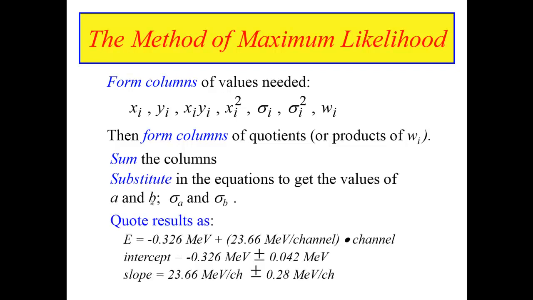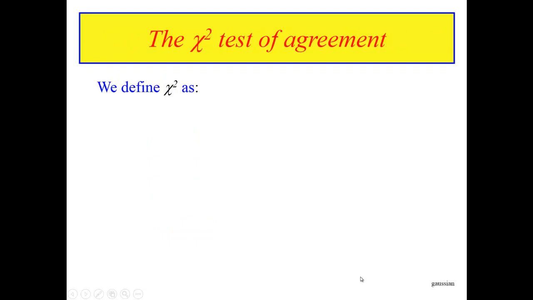When you're done, you quote the results. Here might be results that would be appropriate for some kind of a calibration measurement that you might do in the nuclear physics laboratory. And of course, we just follow the standard procedures. When we quote final values, we always have 2 significant digits in the error, and then we round off the value itself so it ends in the same decimal place that the error does.